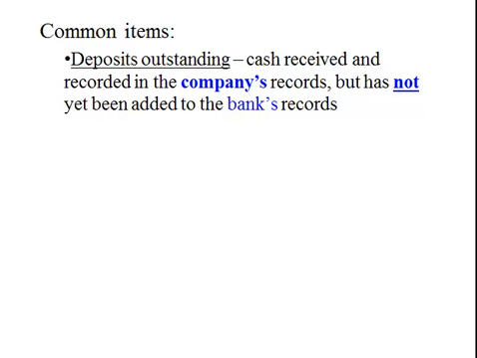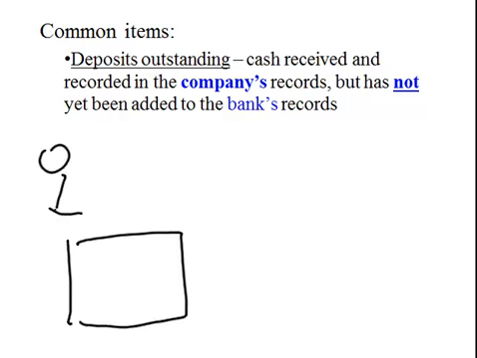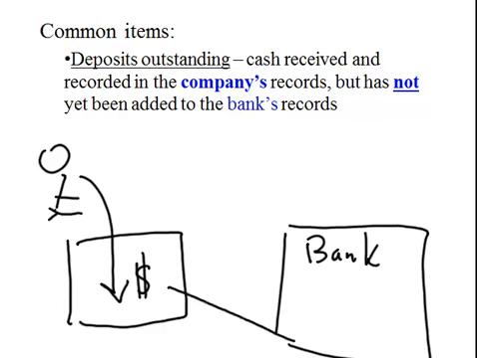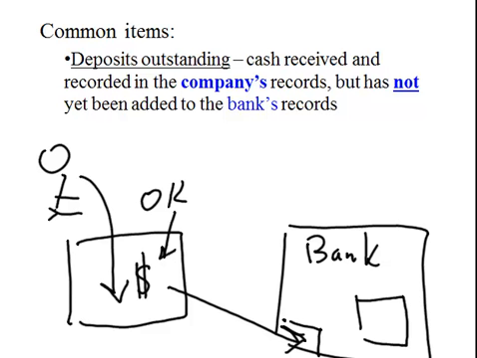Common examples of timing differences include deposits outstanding. A deposit outstanding is an amount of cash that we have received from a customer and have deposited in the bank, for example in the night depository at the bank, but the amount is not yet reported in our bank statement. In order to properly reconcile account balances, our general ledger is okay because we know we have the cash and have reported it there, but we need to update the bank's records.